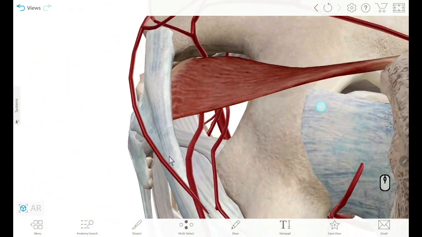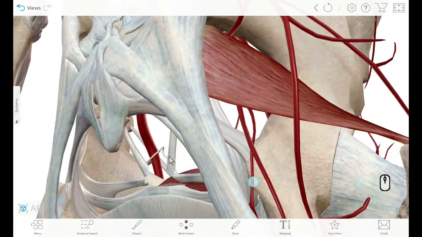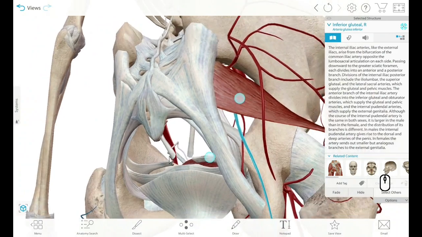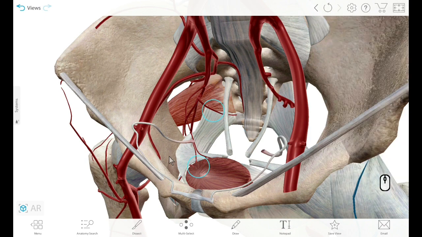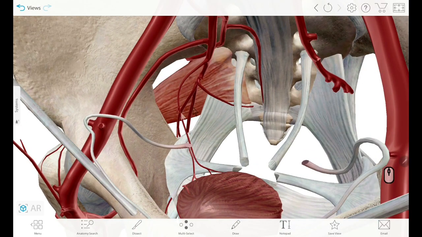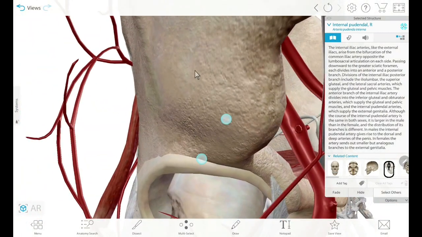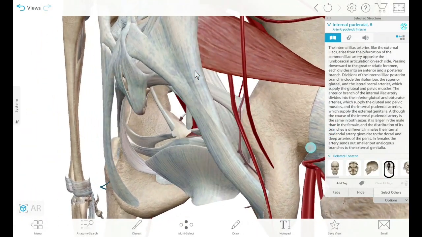Rotating the model, we can see that the inferior gluteal artery is lying along the inferior border of the piriformis muscle. This is the inferior gluteal artery. Now we can also see an artery lying lateral to the inferior gluteal artery. This artery is crossing through the greater sciatic foramen. Now let's trace the path of this artery. It is crossing the greater sciatic foramen, and then it is entering the lesser sciatic foramen.